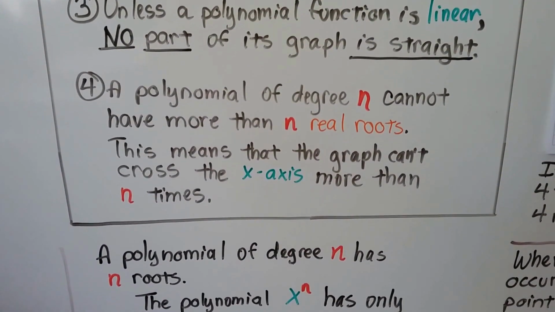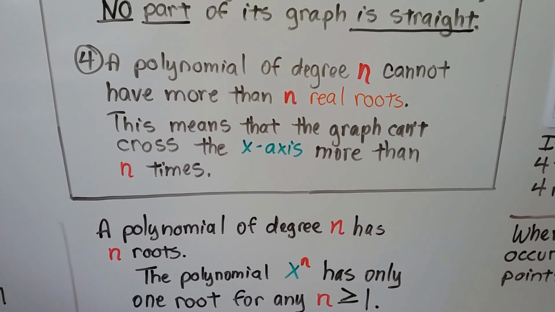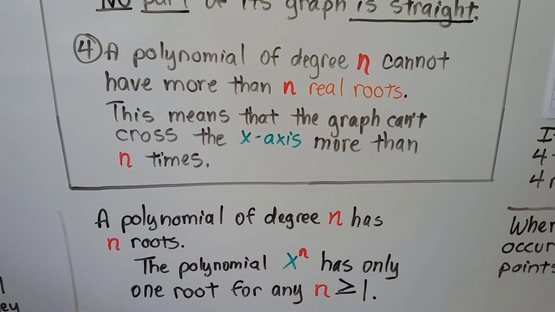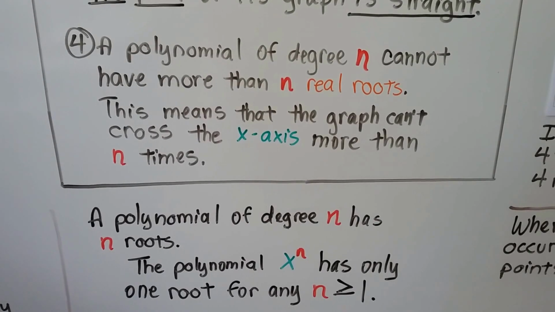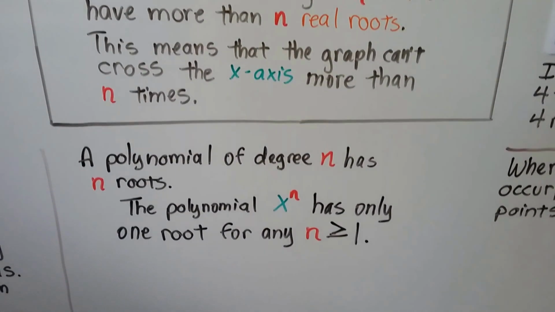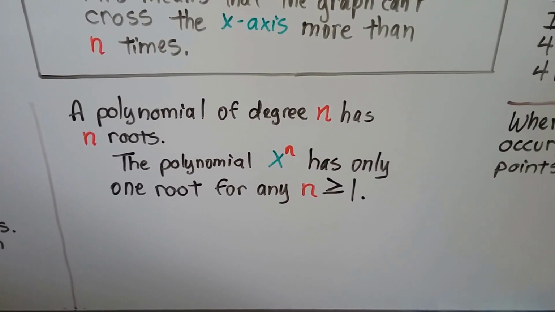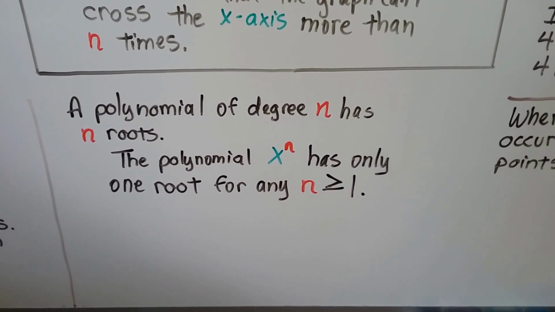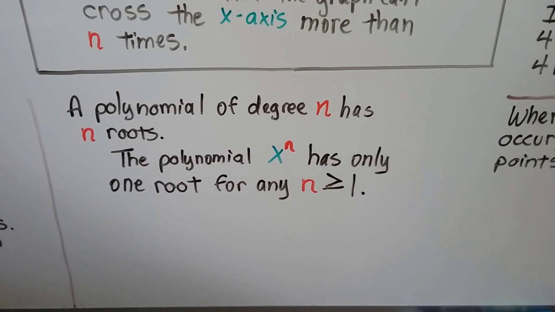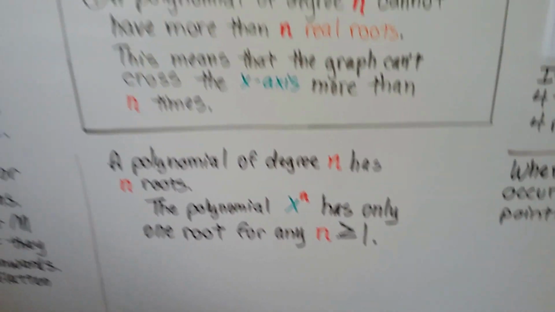A polynomial of degree n cannot have more than n real roots. This means that the graph can't cross the x-axis more than n times. A polynomial of degree n has n roots. And the polynomial x to the n exponent has only one root for any n greater than or equal to 1. So let's take a look at some graphs.